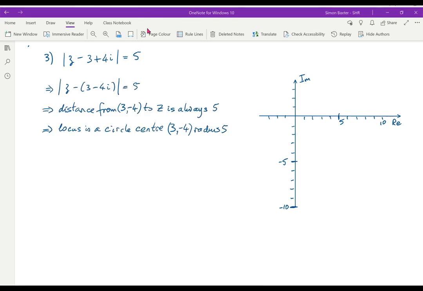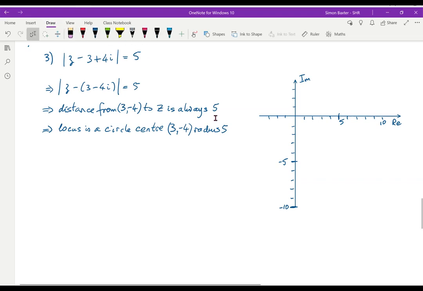Here, we need to rewrite z minus 3 plus 4i as z minus brackets 3 minus 4i. This second line now tells us that the distance from 3 minus 4i, which is the point (3, -4), to z is always 5. So we have a circle, center (3, -4), radius 5. So our center is at (3, -4), around about there.